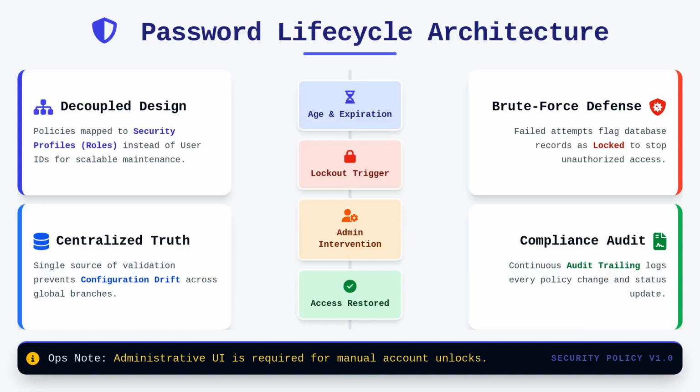We must also ensure that the audit trailing is active during these events, as every change to a security policy or an account status is a potential point of interest for compliance auditors. By centralizing these settings, we maintain a single source of truth for all security-related validations, which minimizes the risk of configuration drift across different modules or geographic branches.